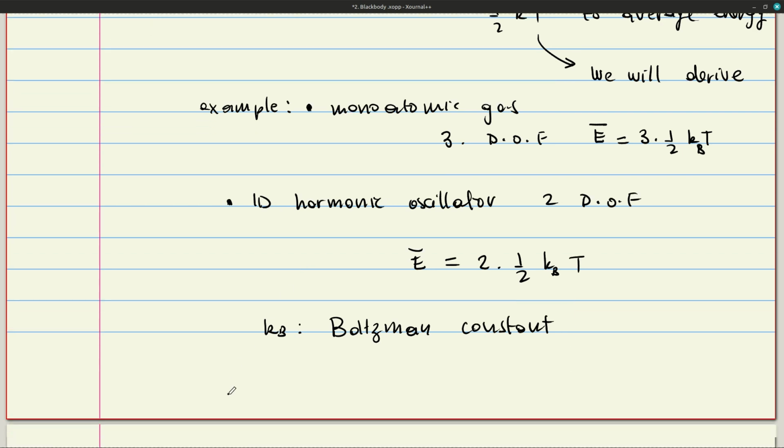For example, for electromagnetic radiation, from last year you probably remember the energy intensity of light is proportional to E squared plus B squared. This actually behaves like a harmonic oscillator as well, right? Energy can be in electric degrees of freedom or magnetic degrees of freedom. There's also E bar equal to 2 times 1/2 k_B T.